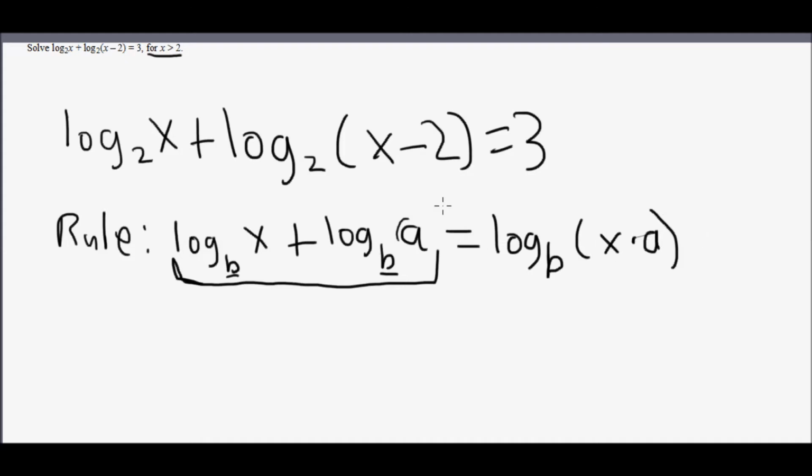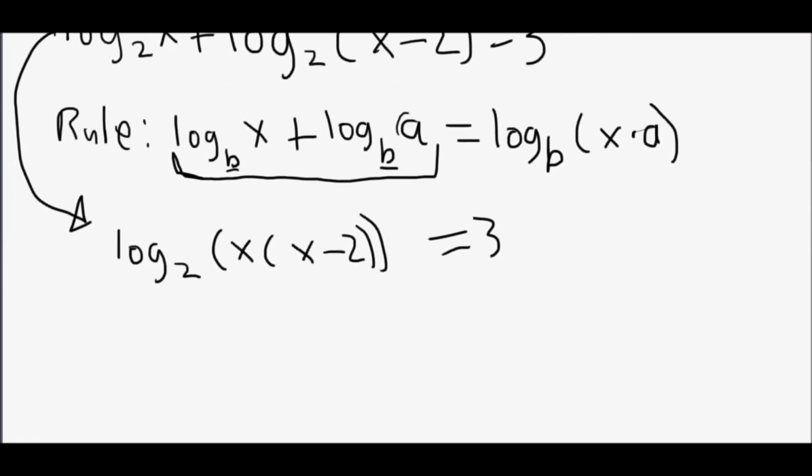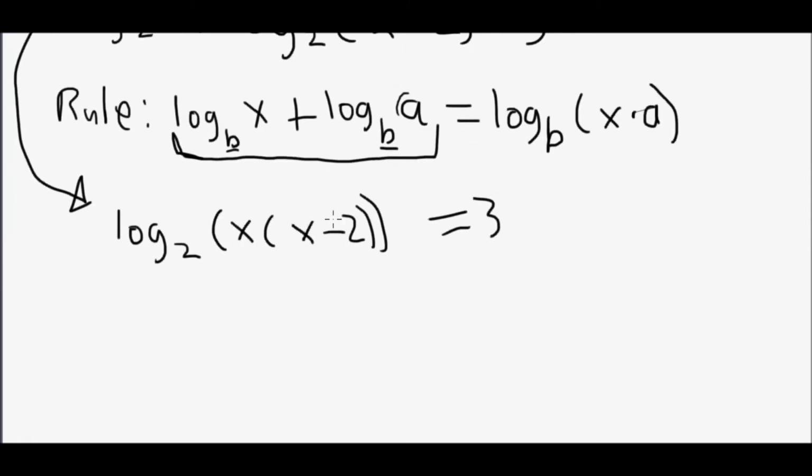We're going to apply this to the left side of the equation, and we're going to get log base 2 of x times (x minus 2), and this is going to equal 3. Perfect. Now we can simplify the inside, and so we will get log base 2 of x squared minus 2x equals 3, because I'm expanding and multiplying x by each term inside.